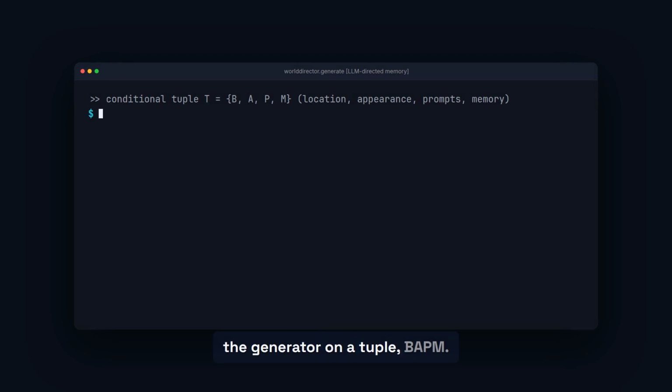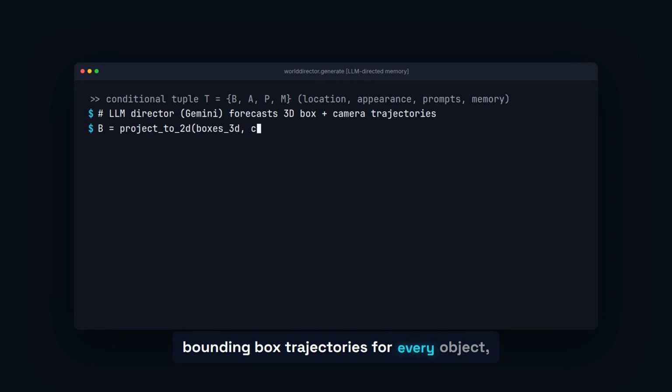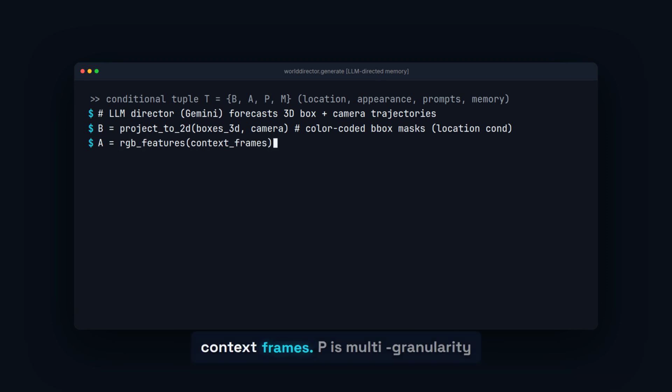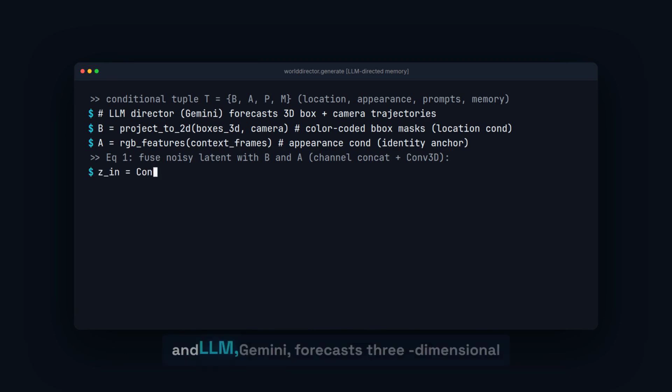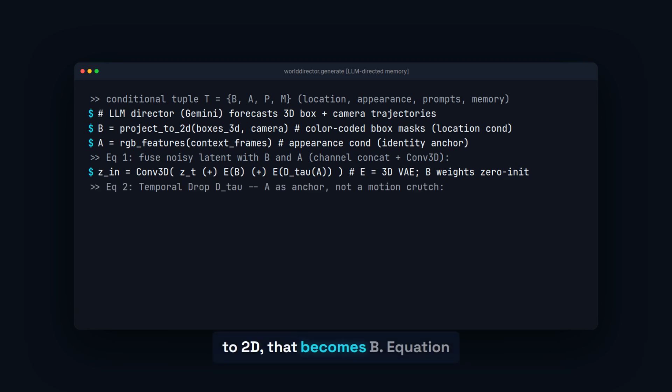The forward pass. Condition the generator on a tuple, BAPM. B is the location condition, 2D bounding box trajectories for every object, color-coded. A is the appearance condition, sparse RGB features pulled from context frames. P is multi-granularity prompts. M is contextual memory frames. And the LLM, Gemini, forecasts three-dimensional box and camera trajectories, projects them to 2D, and that becomes B.